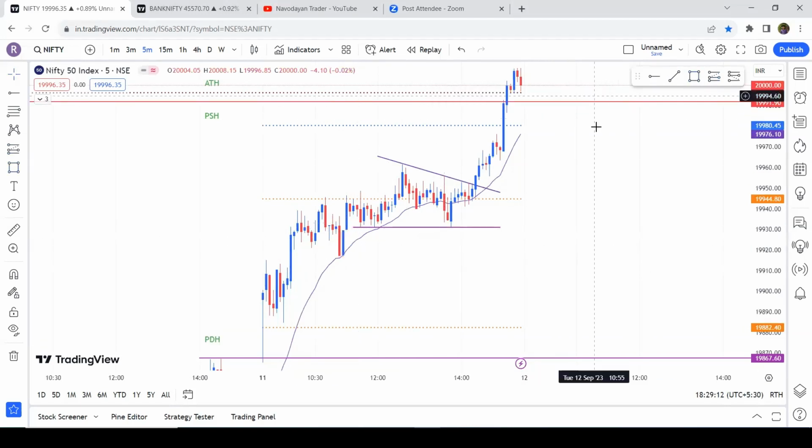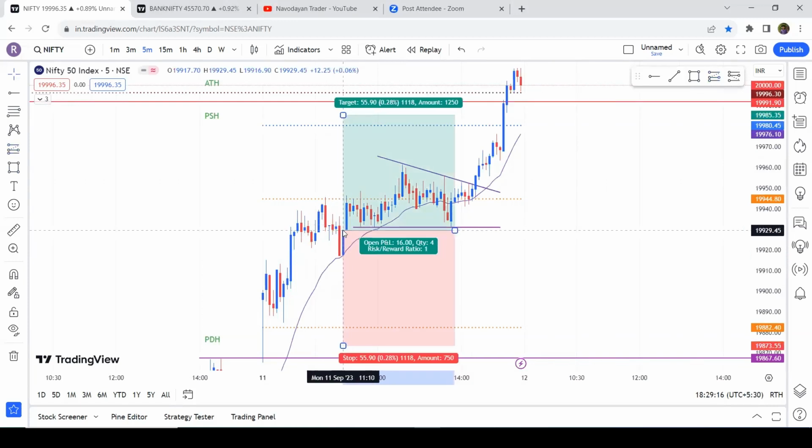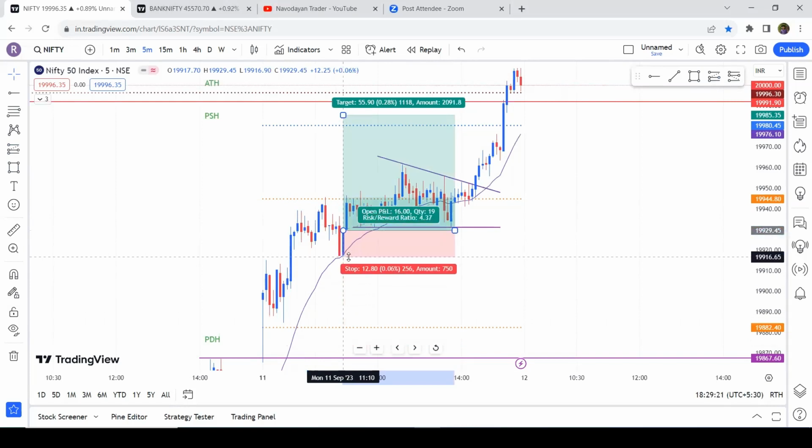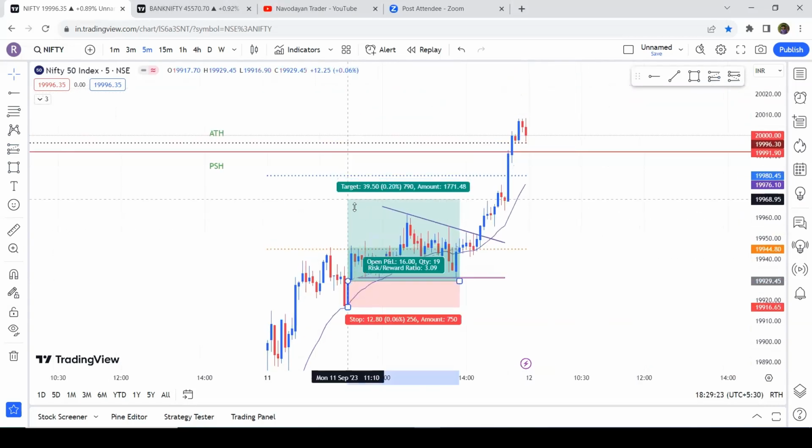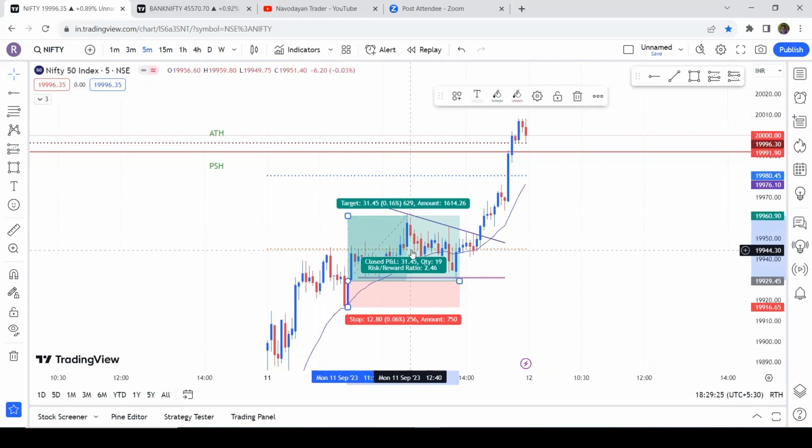A Marubozu candle indicates very good strength in buyers. So had you re-entered over here after booking your 1:2, you can keep your stop loss over here, and you can always achieve 1:2 easily. Within the next half an hour to 45 minutes, it gave one more 1:2 risk reward ratio.